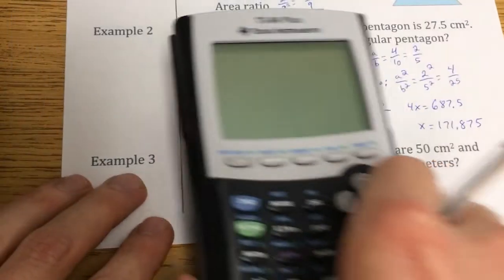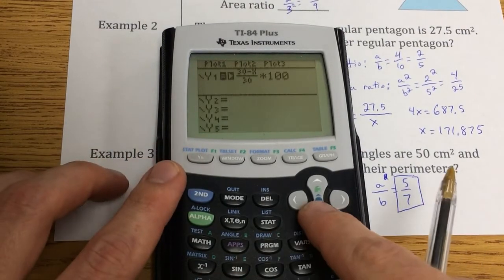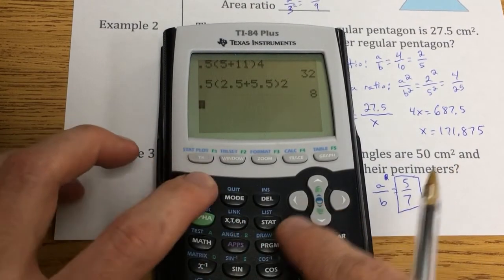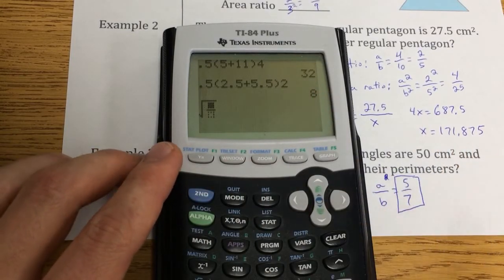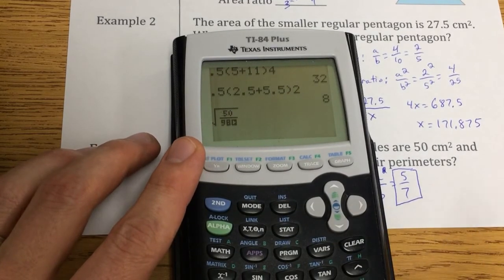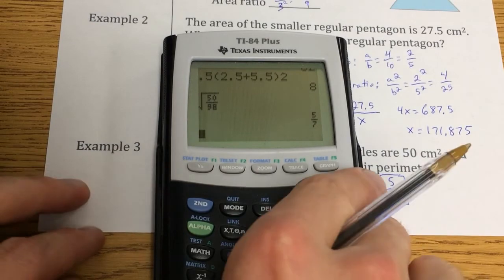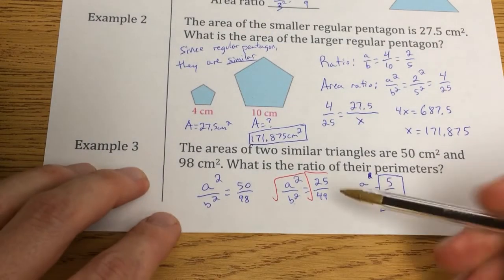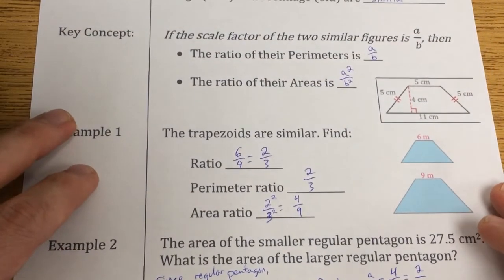And you could, if you wanted to, just go straight to the calculator with the original values and find the square root of the fraction. What was it, 50 over 98? Yeah, 50 over 98. And that gives me 5/7. But even without a calculator, I could do it that way by simplifying them and realizing I have some perfect squares. Okay?